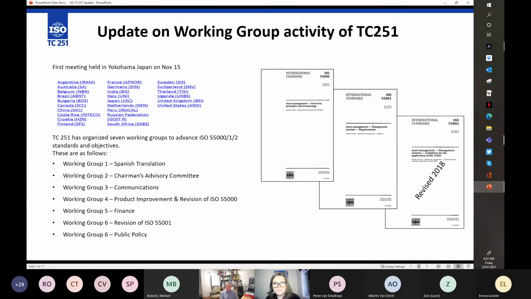So the ISO project went from 2000 to 2014. The committee was called PC 251. And then when it was issued, there was a decision that we needed a technical committee to maintain the standards and develop them as we went forward. And that was called TC 251, Technical Committee 251. And we had our first meeting in Yokohama in Japan in November 2015.